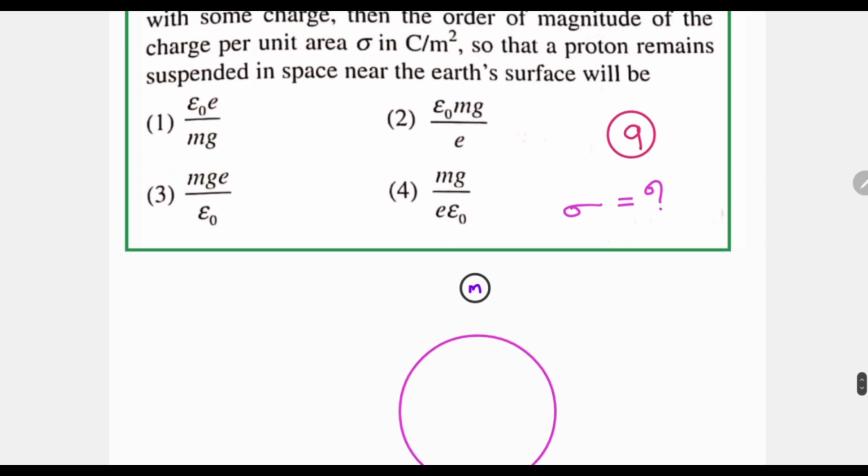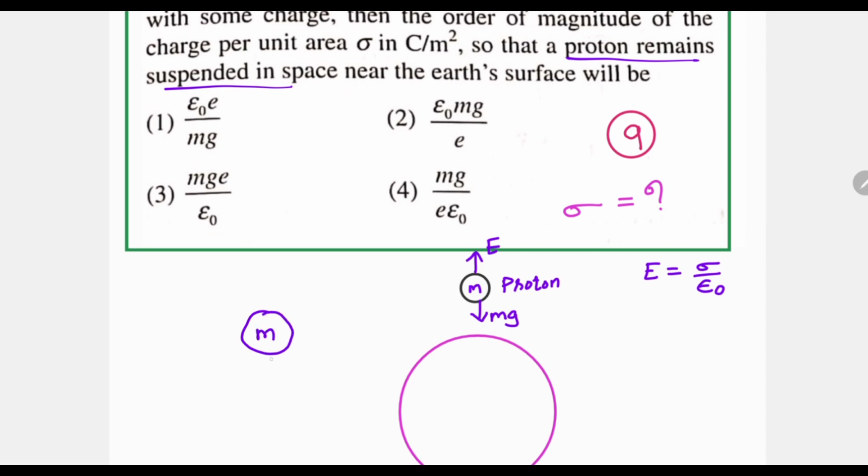So we know that near the surface of a conductor there will be an electric field, and the value of that electric field is given by E equals sigma by epsilon naught. That means on this proton there will be an electric field acting in the upward direction. Now its weight will be acting downward, mg. In this question, the requirement is that the proton remains suspended in space. That means the proton is in equilibrium.